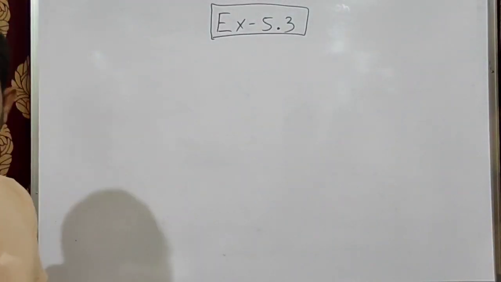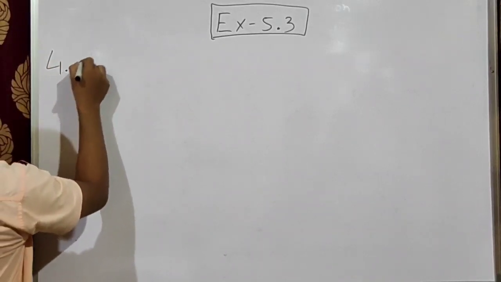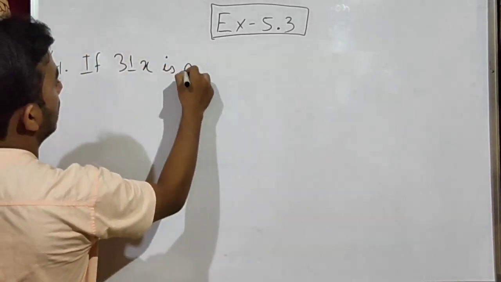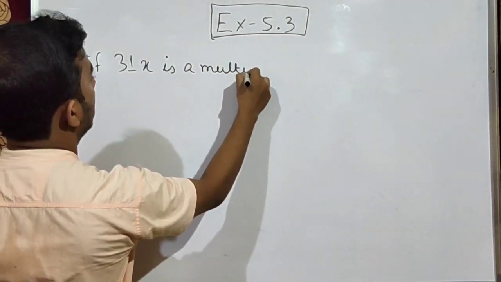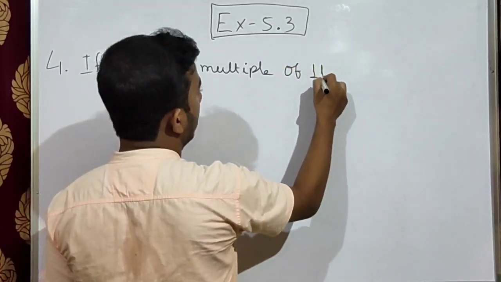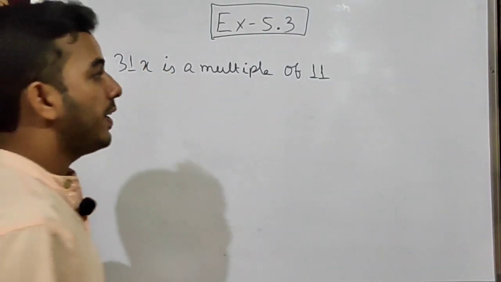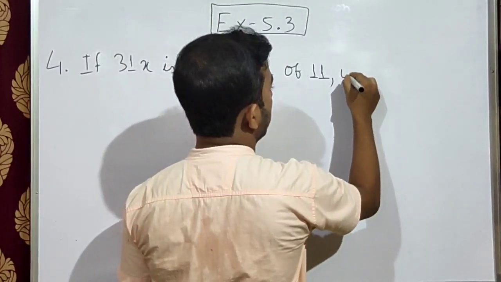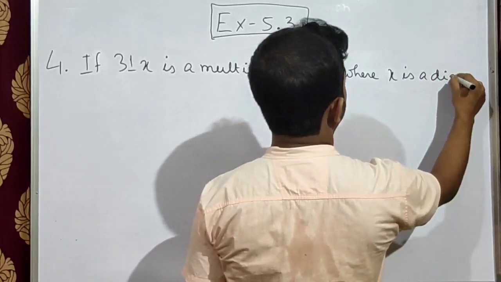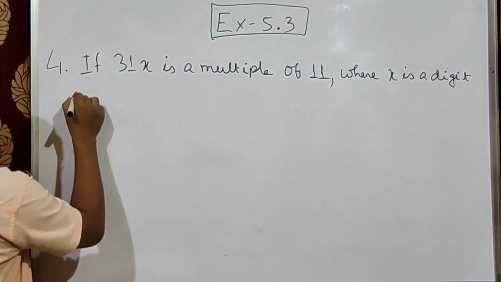So here question number 4 is what? If 31x is a multiple of 11, where x is a digit, what is the value of x? Yes, very interesting question, right? Where x is a digit, so what is the value of x?